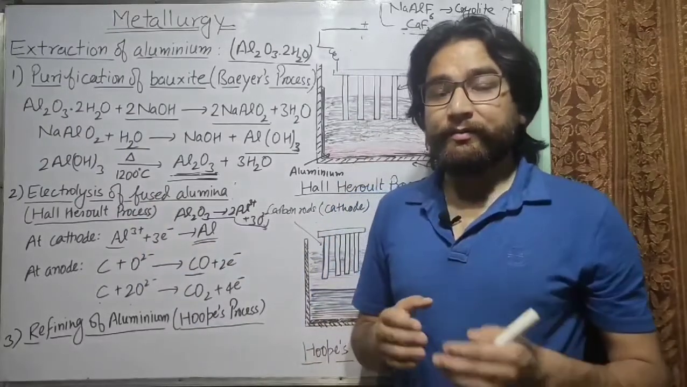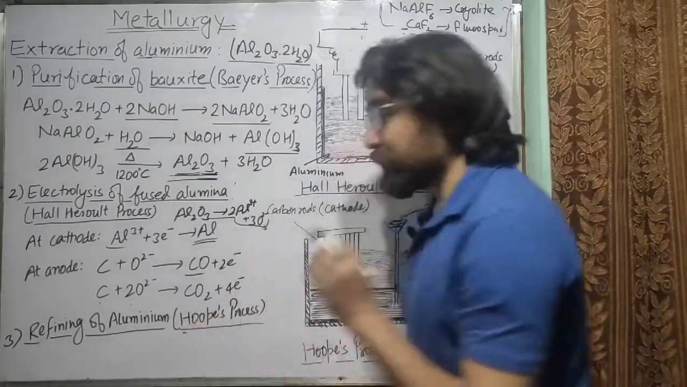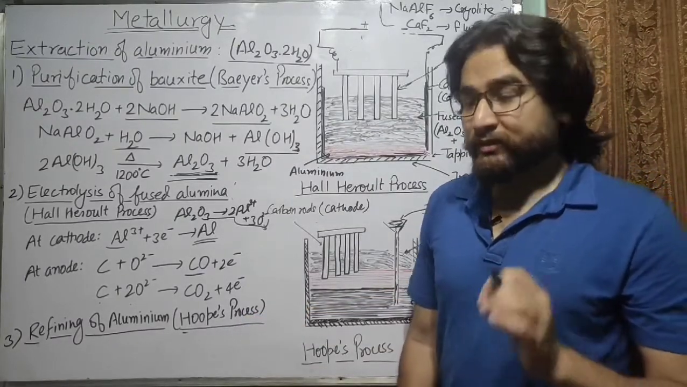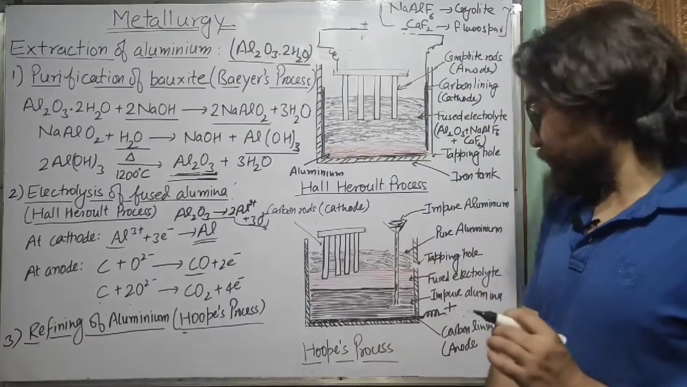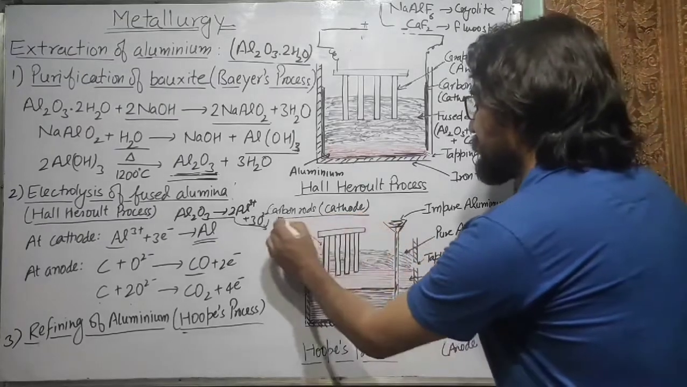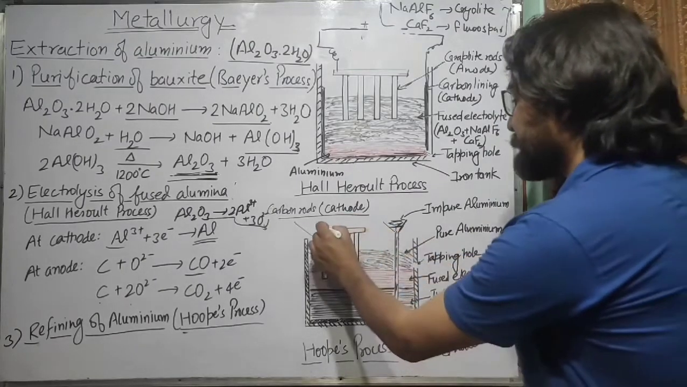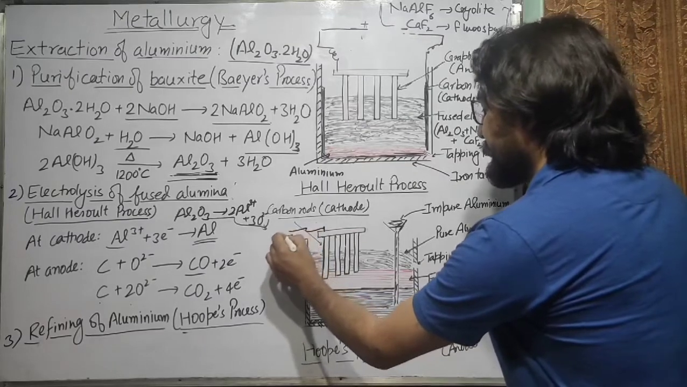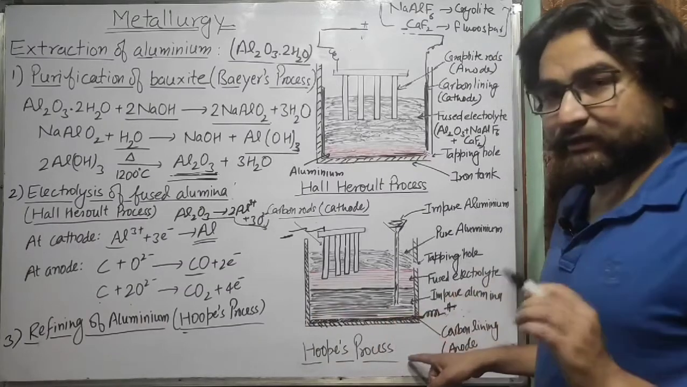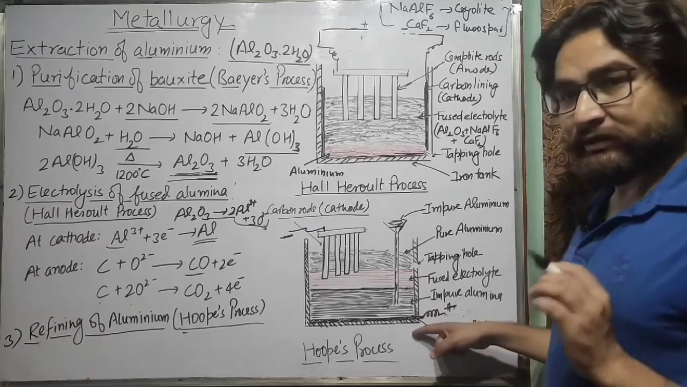Now the last step, that is refining of aluminium. So refining of aluminium can be done with the help of Hoope's process. This process is known as Hoope's process. So let's see, this is the complete diagram of Hoope's process. You can see here we have carbon rods at cathode. This is also an electrolytic method. So carbon rods are used at cathode, then it will have negative charge. Then at anode, at the bottom you can see there is carbon lining. So the carbon lining at the bottom works as anode.